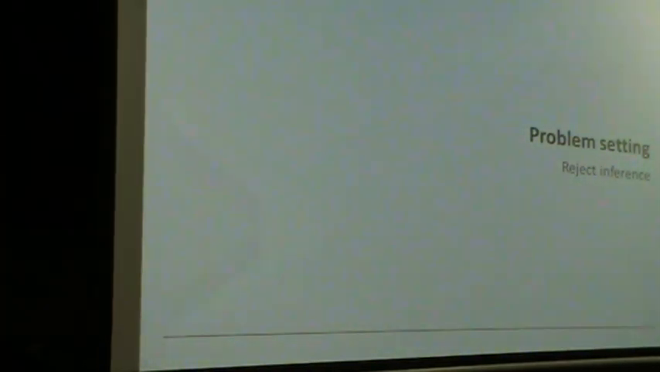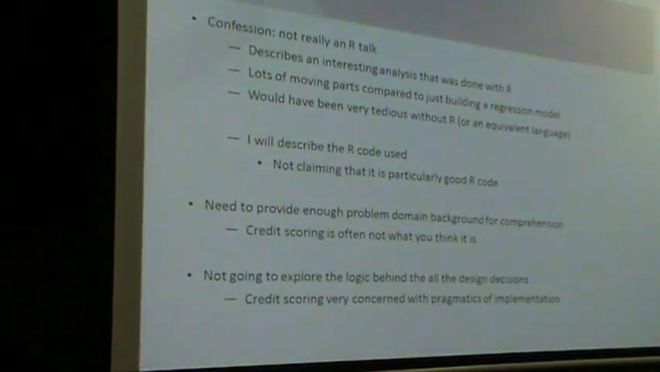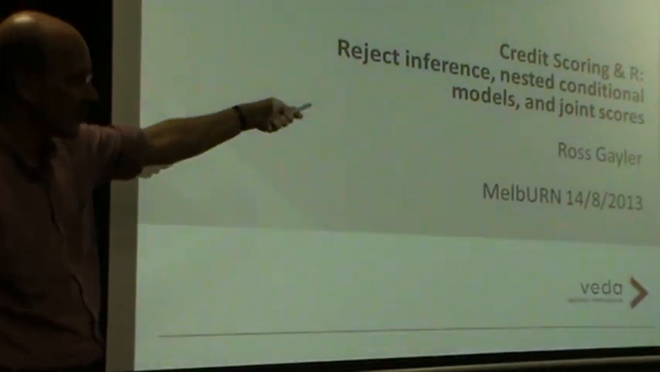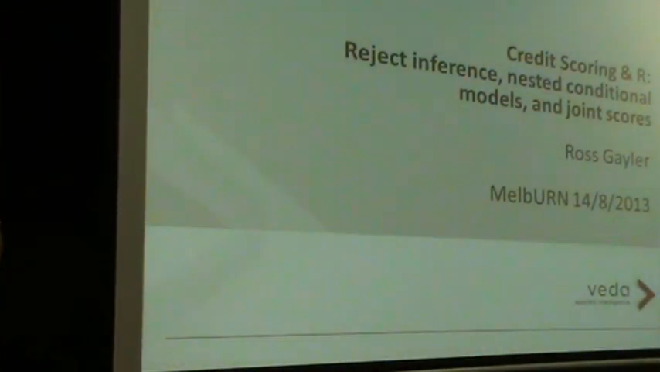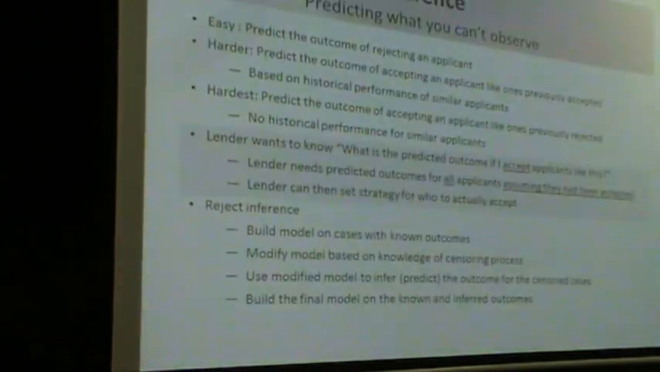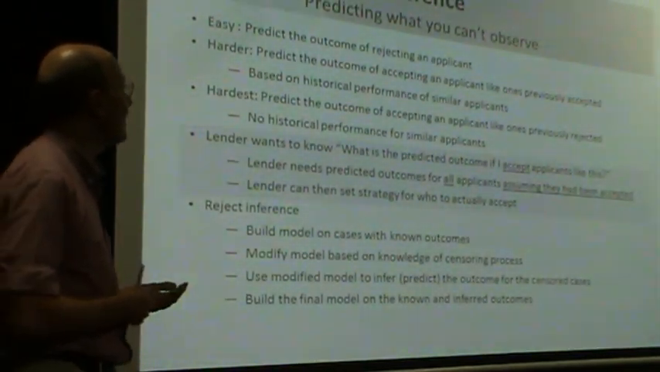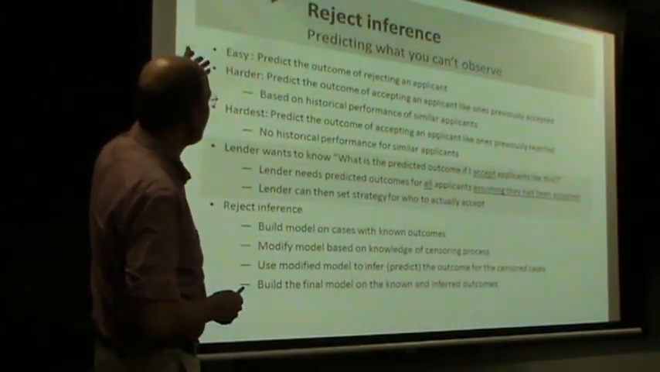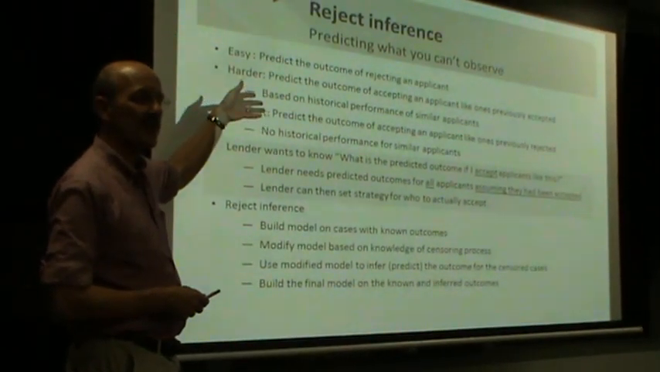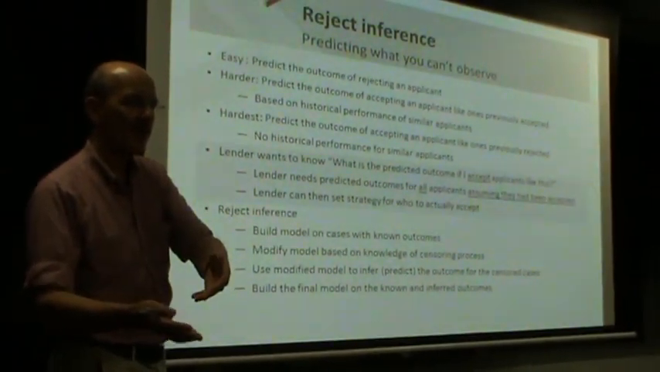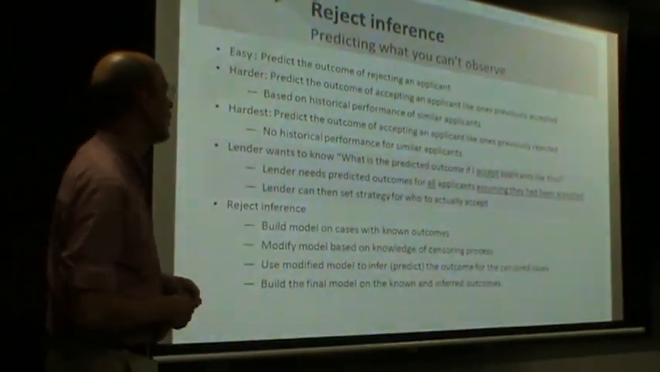Right. So first of all, it's got that horrible title from nib back here. 3-part title, reject inference, nested conditional models, joint scores. So about half the presentation is just explaining what the title means. So reject inference is basically about predicting what you can't observe. So if you're a lender, you want to make predictions. So you want to know, if I were to give this loan to this person, what's the likelihood that I'll get it paid back or not?